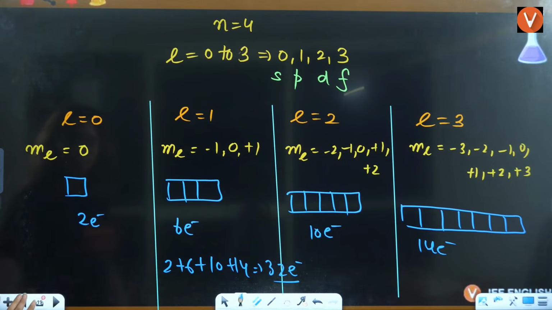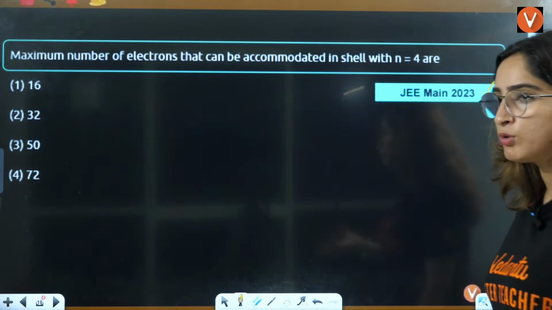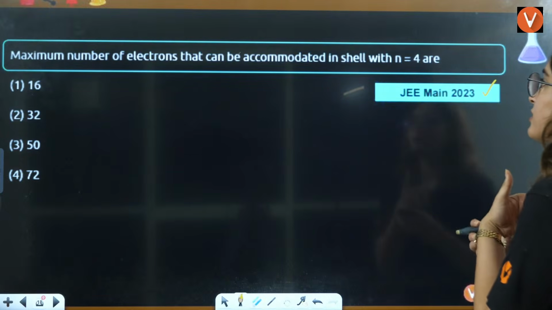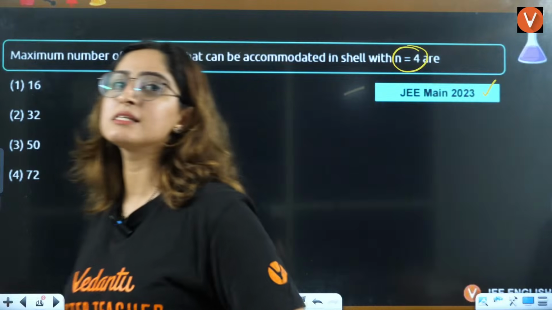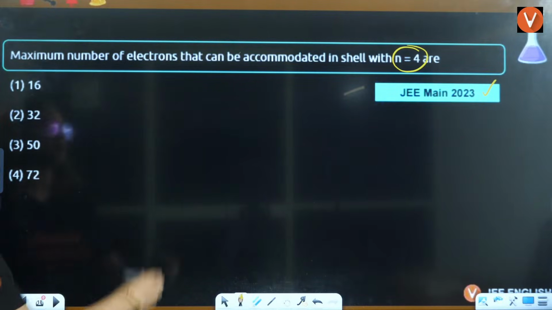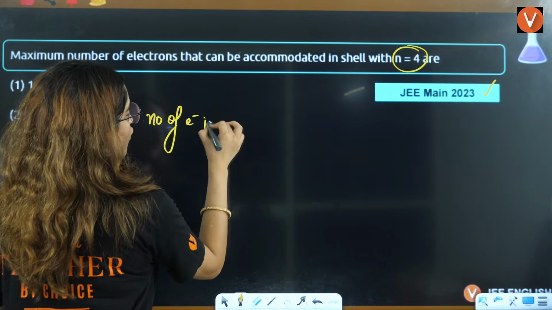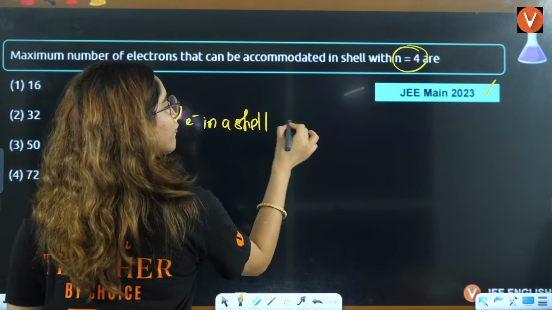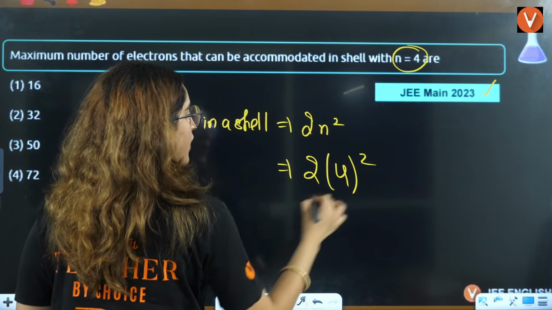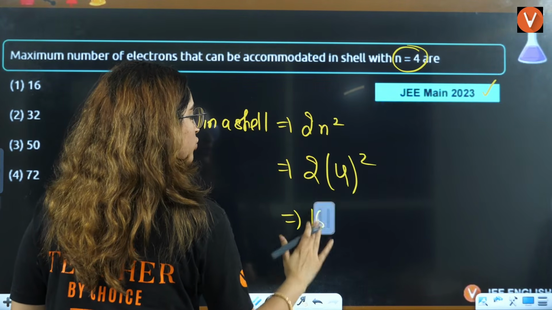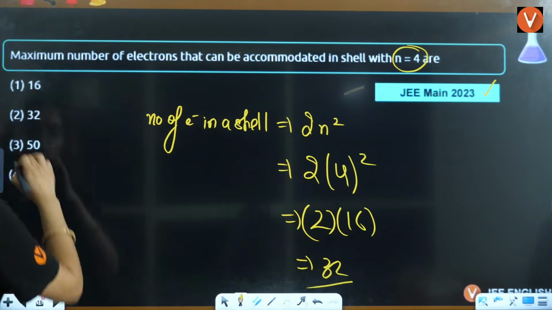Either you can answer it this way, or you can just simply say, just by one formula, maximum number of electrons that can be accommodated in a shell n is equals to 4. The formula for number of electrons in a shell is 2n square, it is 2 into 4 square, 16 into 2 is nothing but 32, and here you have your answer.